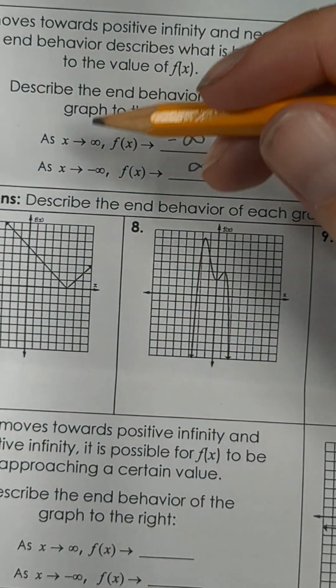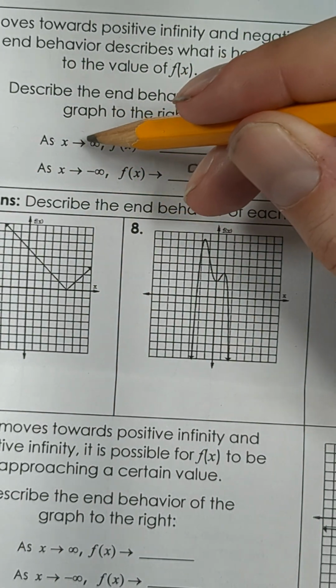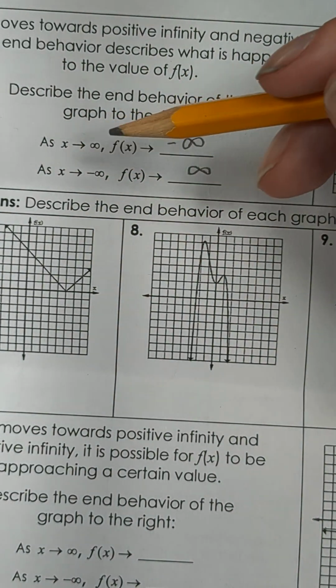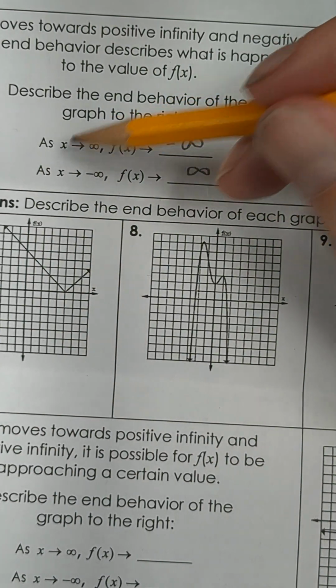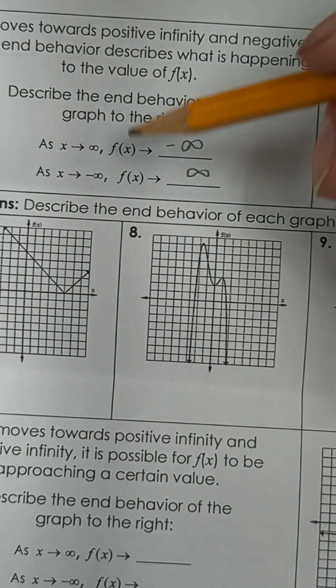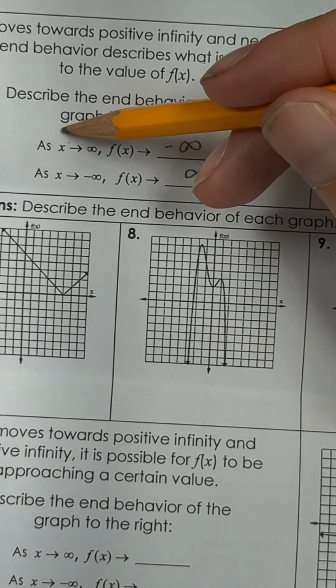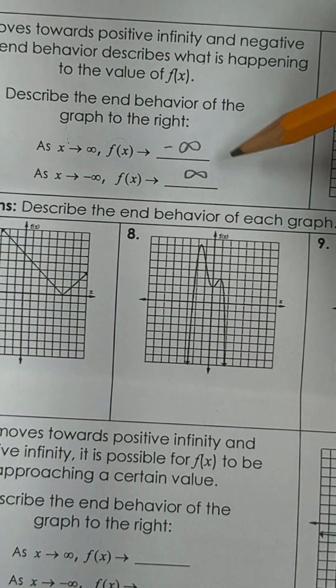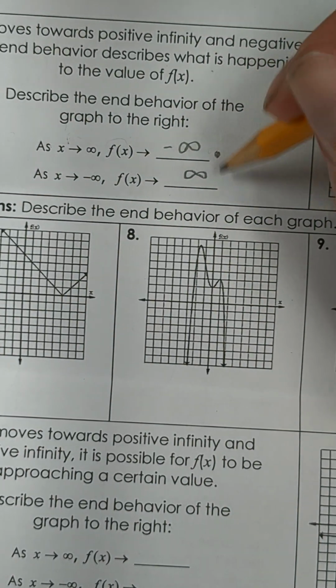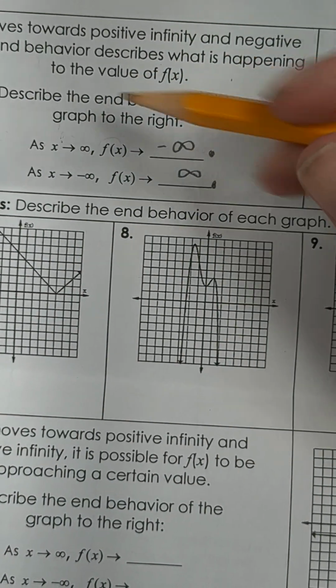Now, note how this is read. As x approaches, or goes to, that's what the arrow means. X approaches infinity, or x goes to infinity. So when x does this, f of x does this other thing. As x does this, y does this. As x does this, y does this other thing. These are two sentences. I like to put a period at the end of mine because they're two separate sentences.